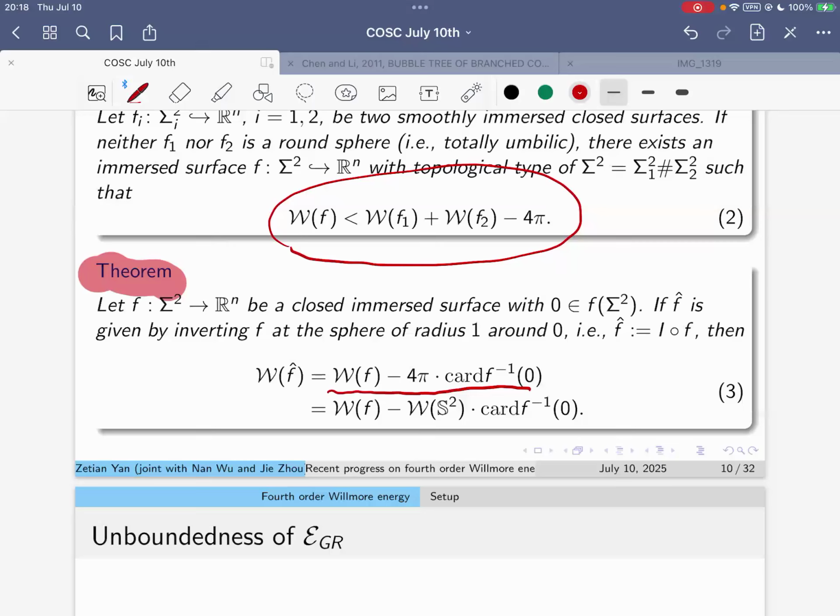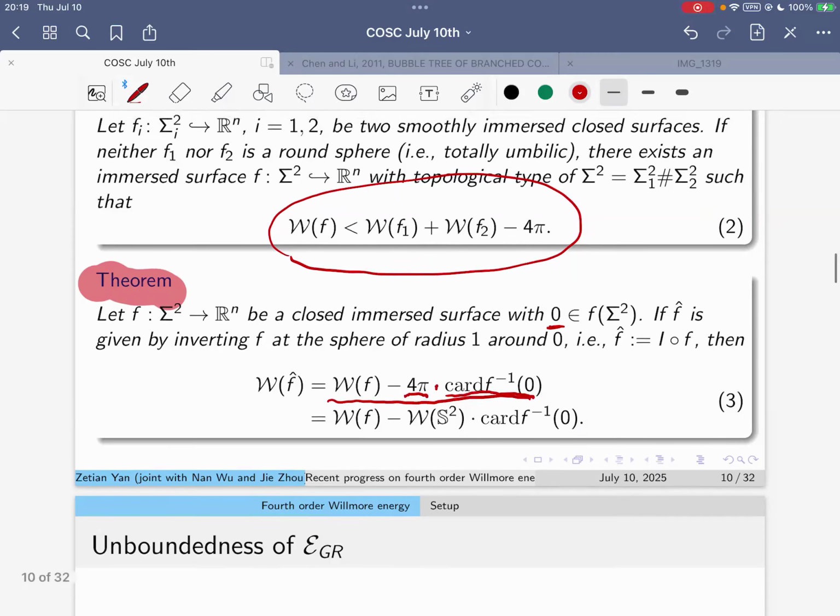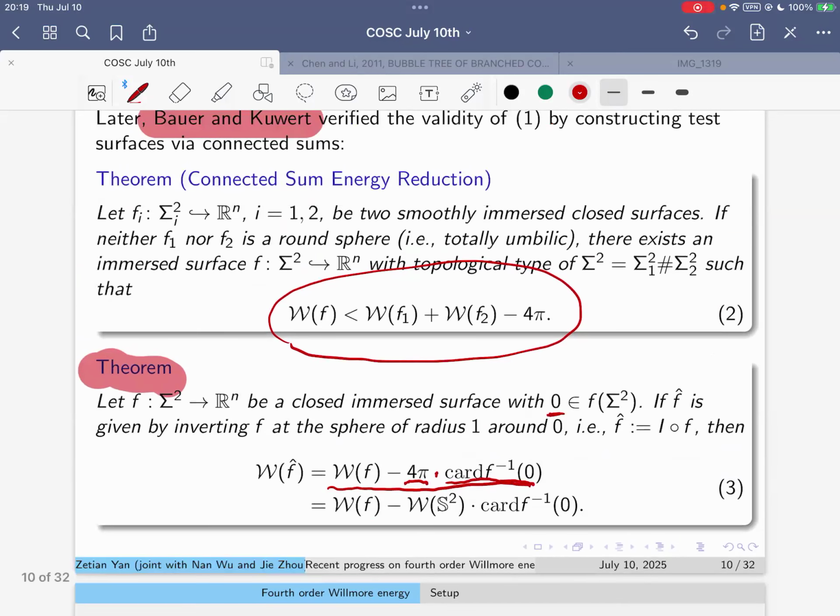If you have the point 0 on this surface, and you would like to use the inversion to blow up this point, you will lose the energy 4 pi times the number of the preimages, because each end will become an asymptotically flat plane. So based on the observation of Willmore and the solution of the Willmore problem, of course we would like to formulate a higher order Willmore problem.